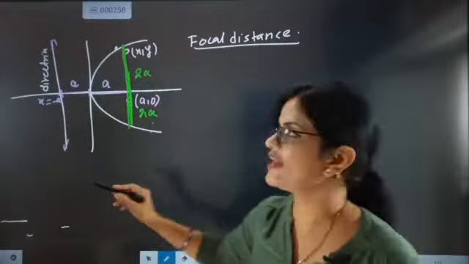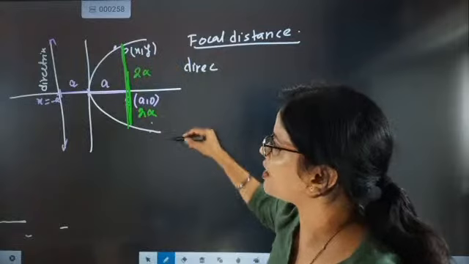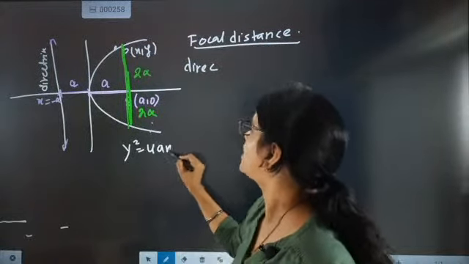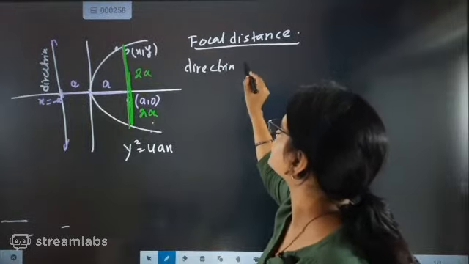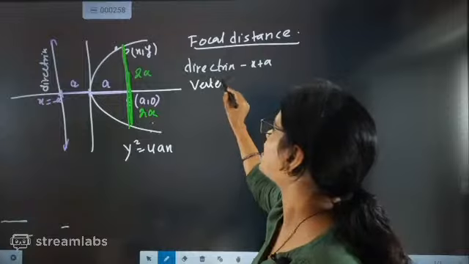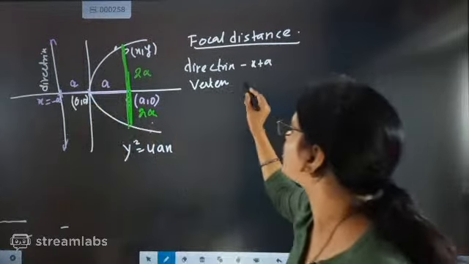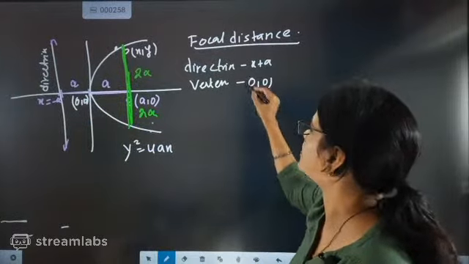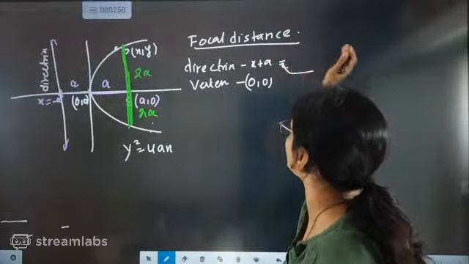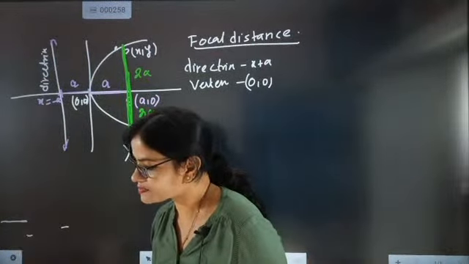We talked about the directrix. For this equation of the parabola, y square is equal to 4ax, the directrix is x plus a equal to 0. Vertex: since the parabola is touching the origin, the vertex point will become (0, 0). The equation of the directrix is x plus a equal to 0.